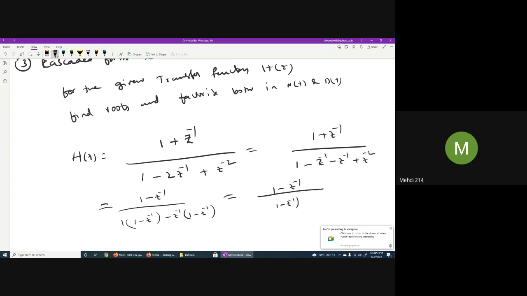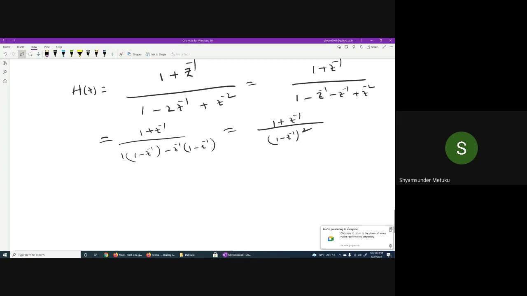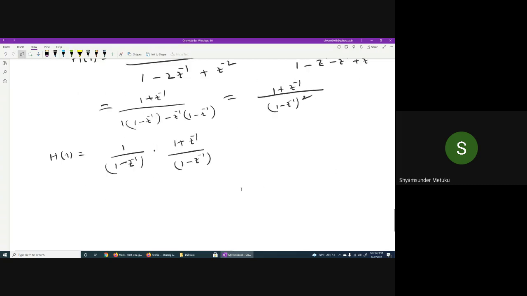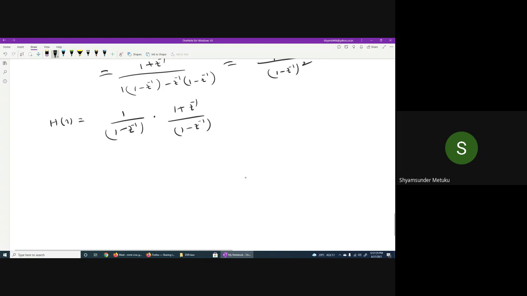Yes, sir. Let me take this as a plus only, not minus, so that there should not be any cancellation, because I just wanted to have the factorization. Now, I wanted to put it into two terms. How can we do it generally? Not partial fraction, no? Something like this: 1 by 1 minus z inverse into 1 plus z inverse by 1 minus. Can I write this way? Yes, sir. So it's a cascade form only. Individually this is called term 1, this is called term 2.